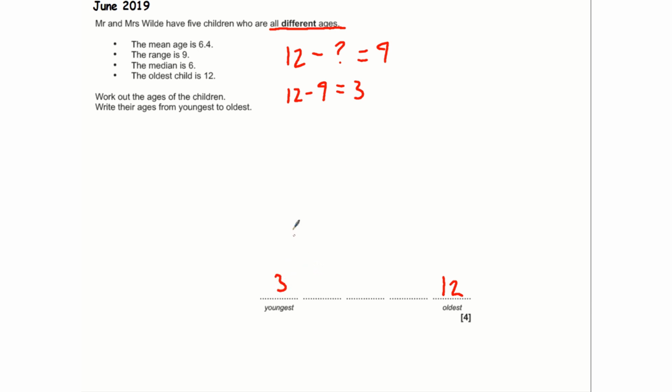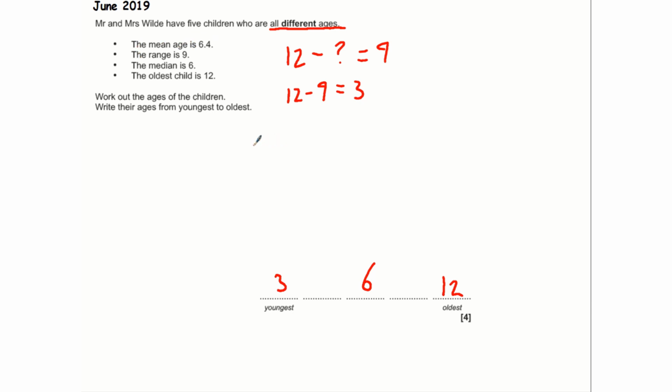Okay. And then it says the median is 6. Well, I know that the median is when I order all the numbers together, I know that it's my middle value. So I can stick this in the middle here. That would be 6. And then it says the mean age is 6.4.